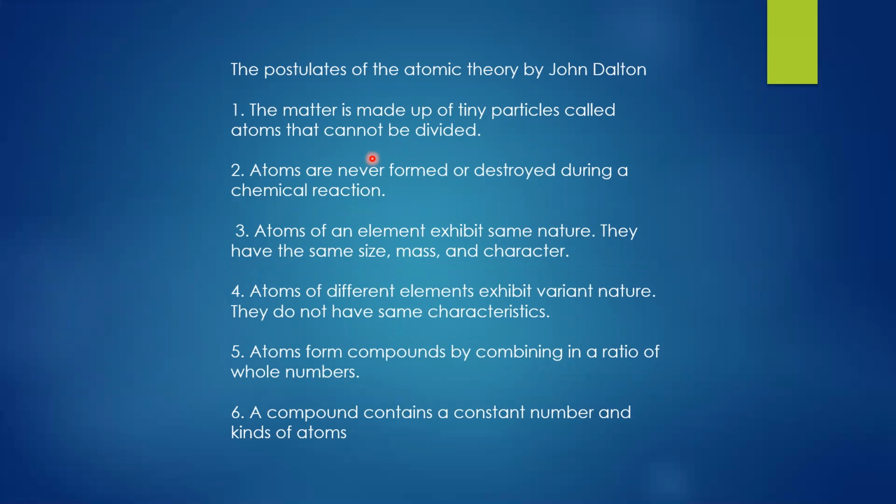Second, atoms are never formed or destroyed during a chemical reaction. Atoms of an element exhibit the same nature. They have the same size, mass, and character. Atoms of different elements exhibit variant nature. They do not have the same characteristics. Atoms form compounds by combining in a ratio of whole numbers. A compound contains a constant number and kinds of atoms.